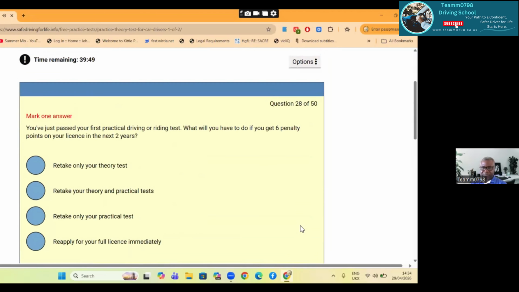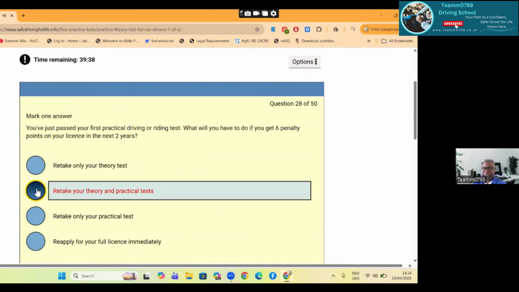Mark 1 answer. You've just passed your first practical driving or riding test. What will you have to do if you get 6 penalty points on your license in the next 2 years? Well, you have to retake the theory and practical tests. Yes. So be careful. Okay. I always tell my students, you're a driver for life, not just to pass your test. Okay. As a new driver, you're still getting experience, but one of the easiest things to do is to creep up on the speed, and then you get caught by the speed cameras. You're in trouble. 6 penalty points. You have to retake your theory and your practical driving test.